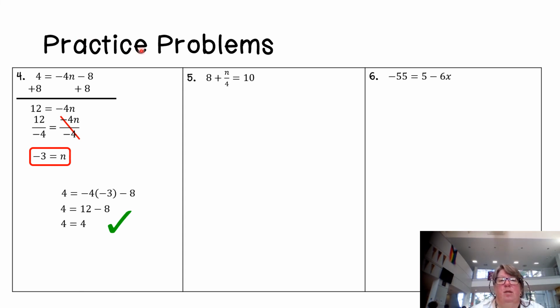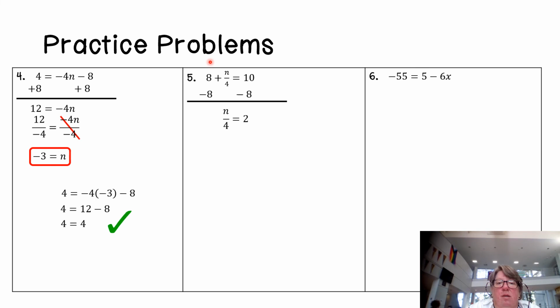Problem 5. 8 plus n divided by 4 is equal to 10. Same thing. First step, get the term with the variable alone. So we have positive 8, so we want to subtract 8. So we're going to subtract 8 from both sides, and we end up with n divided by 4 is equal to 2.